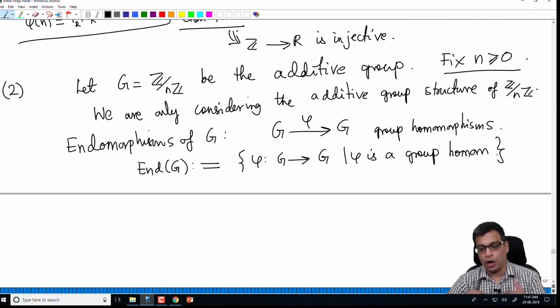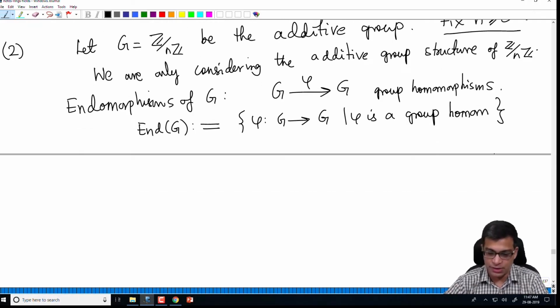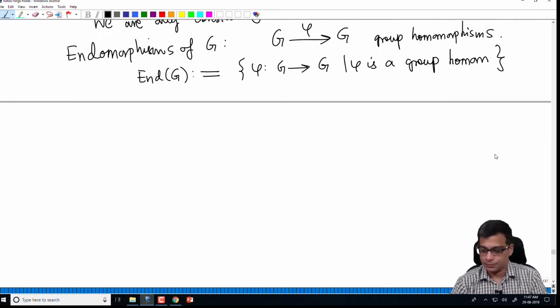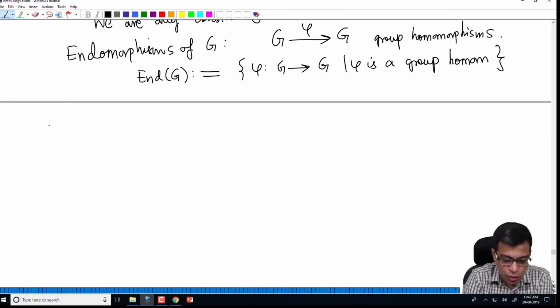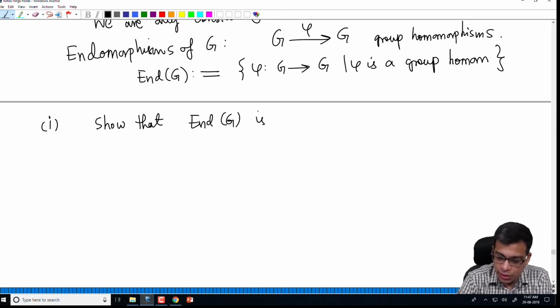So we do get lots of new objects, because if you only consider ring homomorphisms, then there is exactly one, because 1 has to go to 1. There is only one element in the set of ring homomorphisms. Now I am considering the set of group homomorphisms, so there are more elements. So the first part of the problem is to show that End(G) is actually a ring.